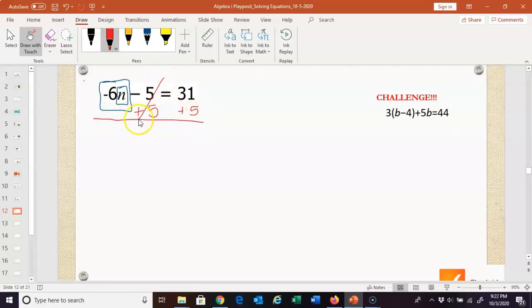I don't know if you guys noticed, but I calibrated my pen and it's working so much better. Don't you think? I hope you think so.